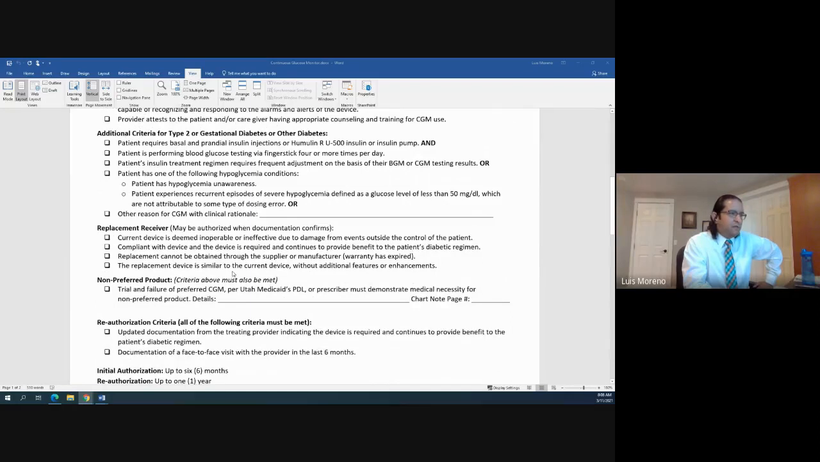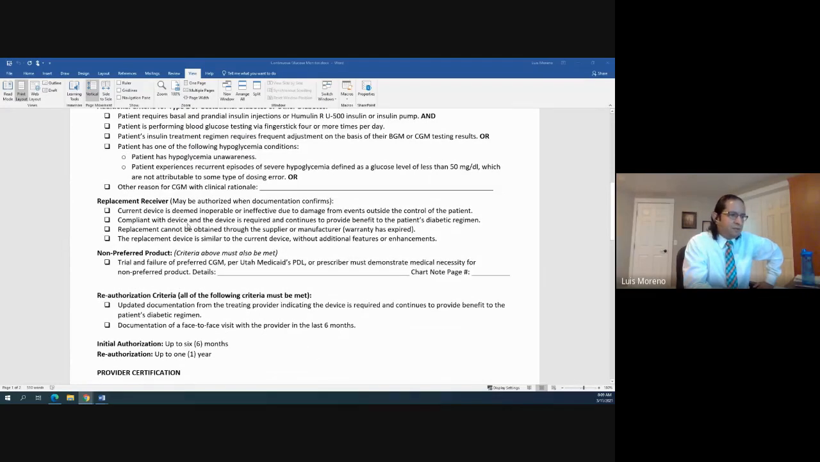Next is the criteria for replacing the receiver, as listed here. The current device is deemed inoperable or ineffective due to damage from events outside the control of the patient. The patient is compliant with the device, and the device is required and continues to provide benefit to the patient's diabetic regimen. Replacement cannot be obtained through the supplier or manufacturer, as the warranty is expired. The replacement device is similar to the current device without additional features and enhancements.